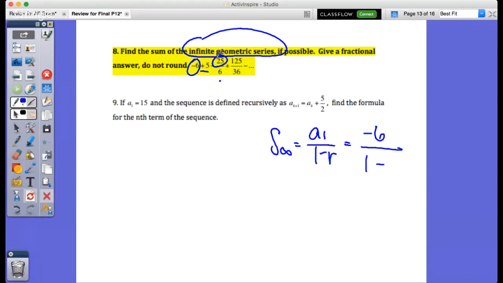So question, from 25 to 125, what'd you multiply by? 5, right? Good. And what about 6 to 36? 6, good. And why is the ratio then -5/6? Good. So then on the ratio, on the r side, put -5/6 in for r. And then we're just simplifying.